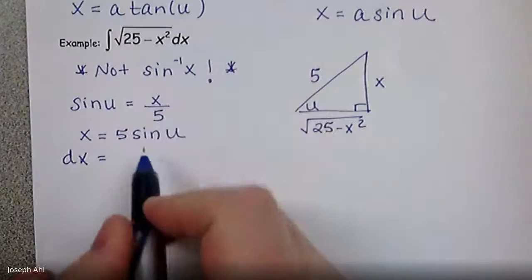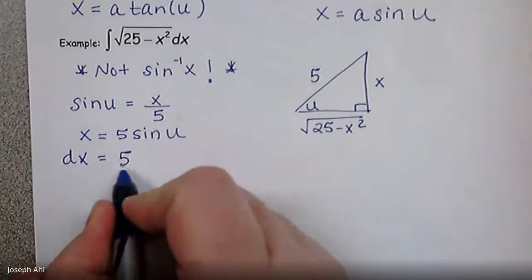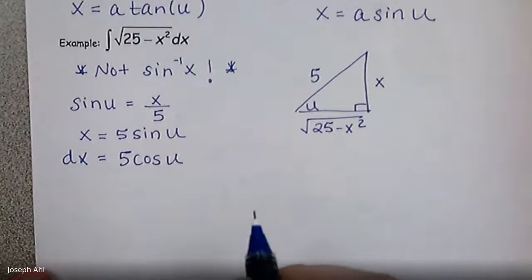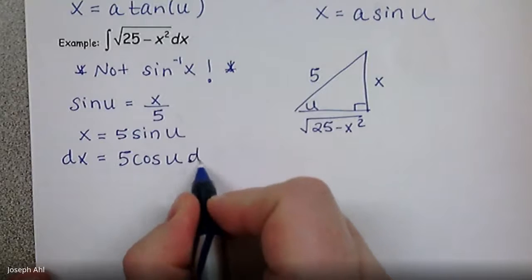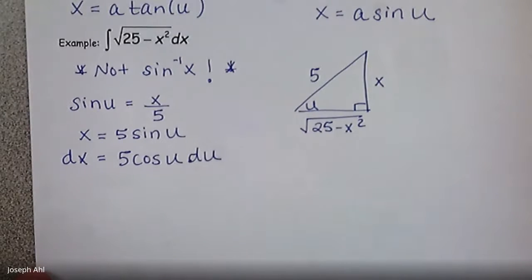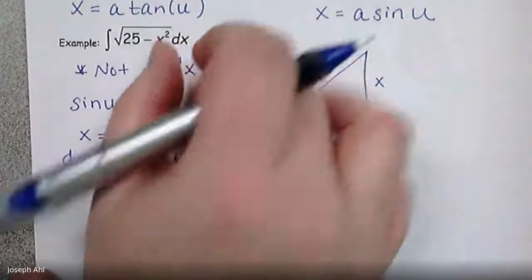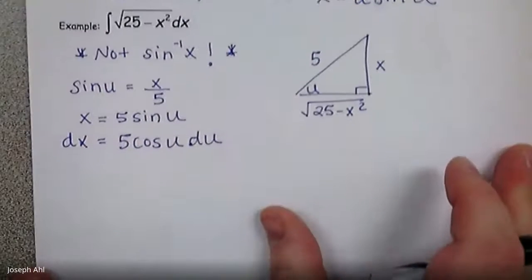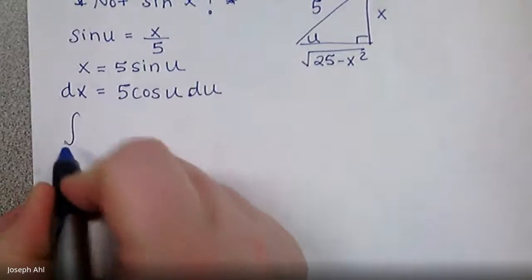So the dx is going to get replaced with the derivative here, which is 5 cosine u du. Okay. So now that we know what dx is going to get replaced with, now that we know what x is going to get replaced with, let's go back to the integral here.